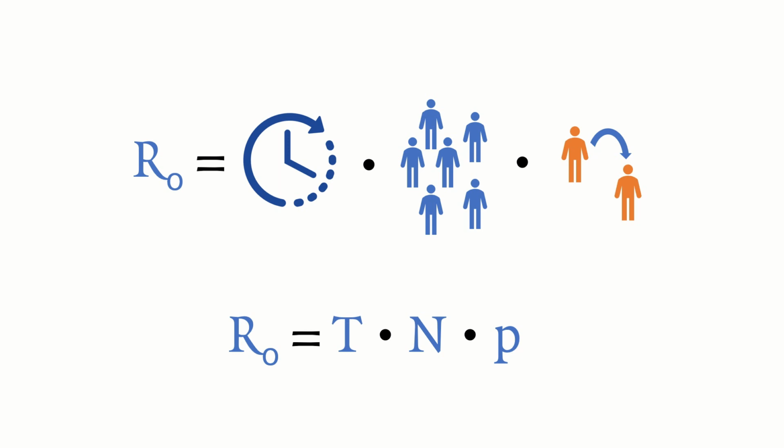We have to decrease the people walking around and gathering. So we have to decrease the number of people interacting with each other. And we have to decrease the probability that a transmission results in an infection. And we do that by recommending washing hands and avoiding touching the face.